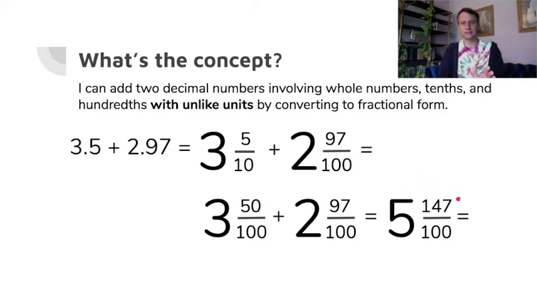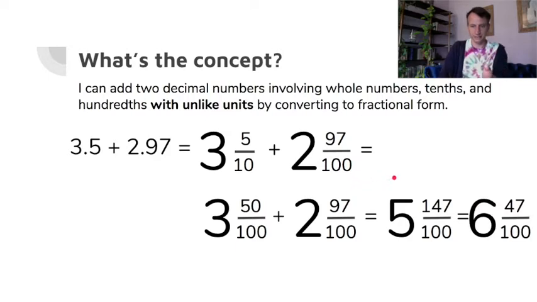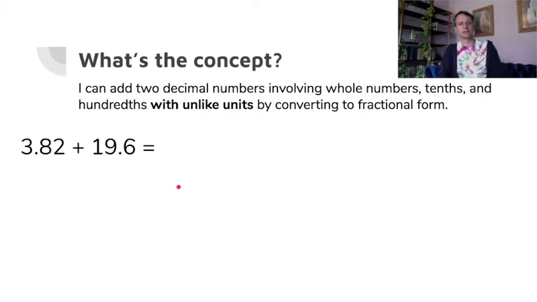All right, now let's look at this. 5 and 147 hundredths. Okay, well that's going to be 6, because we have 100 hundredths to pull out here, leaving 47 hundredths. And we can write that quite easily now, right? As a decimal, 6.47. Excellent. Here's another one like that.